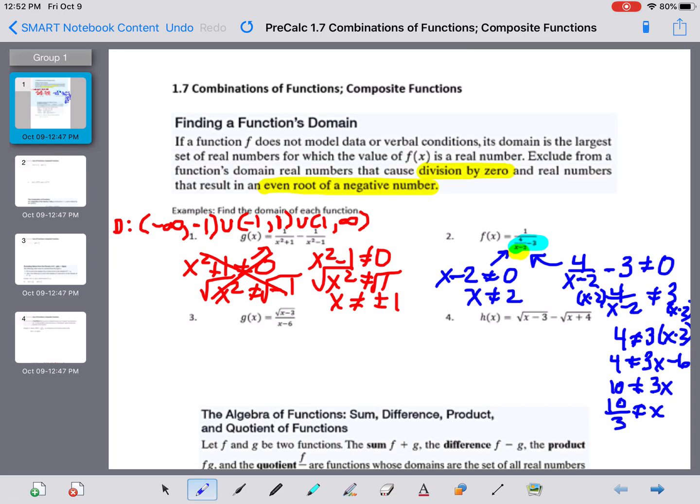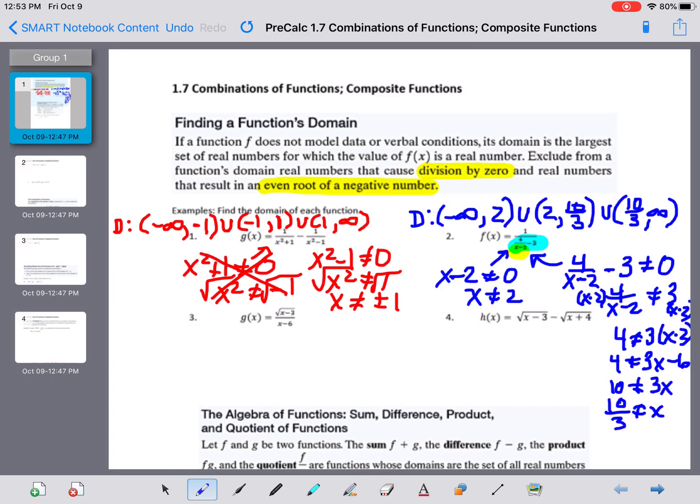So as we start my domain here, remember, I go from negative infinity to my first farthest left value. Well, which is smaller, 2 or 10/3? 2 is, so I'm going to stop at 2. In union with, I start back up at 2 and go to 10/3. And then in union with 10/3 to positive infinity. So there's my domain. Notice I'm skipping the 2 and the 10/3, okay?